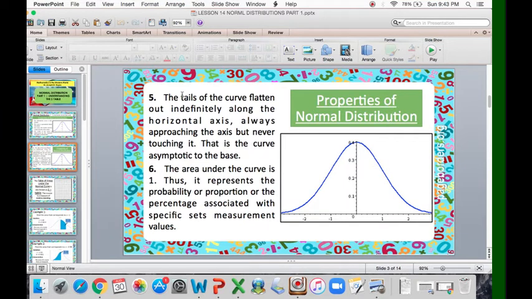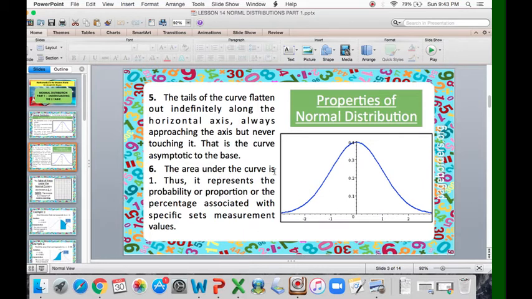Next, the tails of the curve flatten out indefinitely along the horizontal axis, always approaching the axis but never touching it. That is, the curve is asymptotic to the base. So, etong curve, kung nakikita ninyo, ay pwede siyang mag-land dito sa part ng x-axis pero never niyang matatouch yung x-axis. So, meron siyang 0.0001. So, never siyang magfa-flat dito sa x-axis or magta-touch.